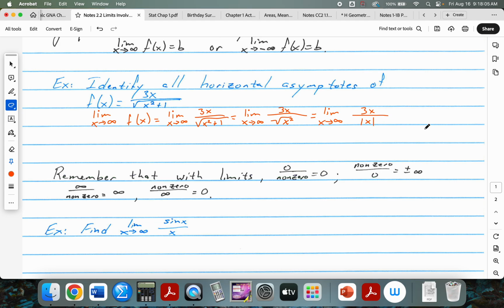Now, as x goes to infinity, that'll be the limit as x goes to infinity of 3x over, if we're looking at the absolute value of x, and x is getting really big, it's just x, right? And then x divided by x is 1, so this is 3. So one of our horizontal asymptotes is y equals 3.